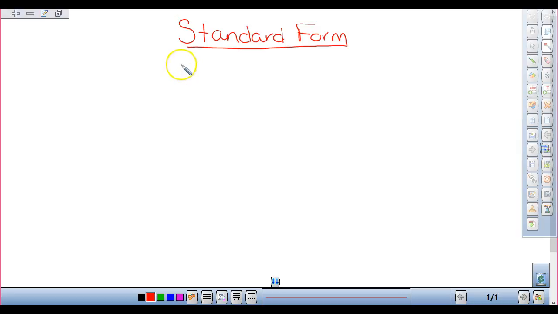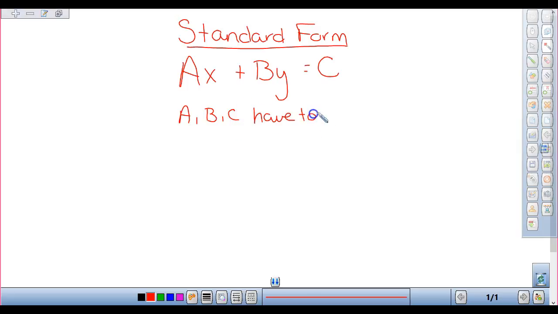Yep. Well, kind of. Ax plus By equals C. Okay. Now, here's the deal. A, B, and C have to be integers. Okay, we call it integer coefficients.